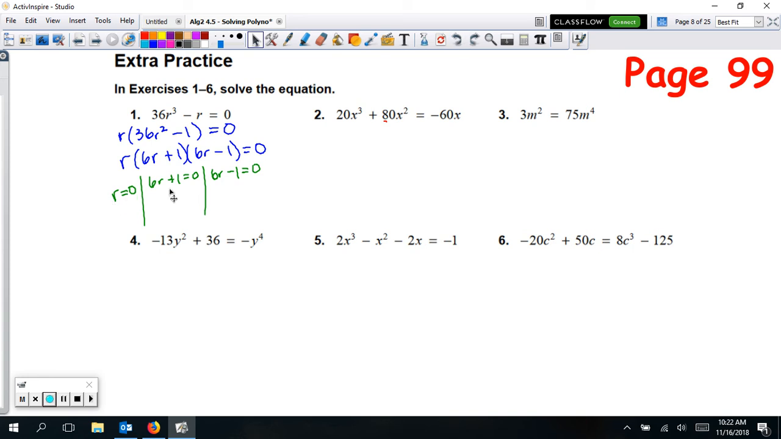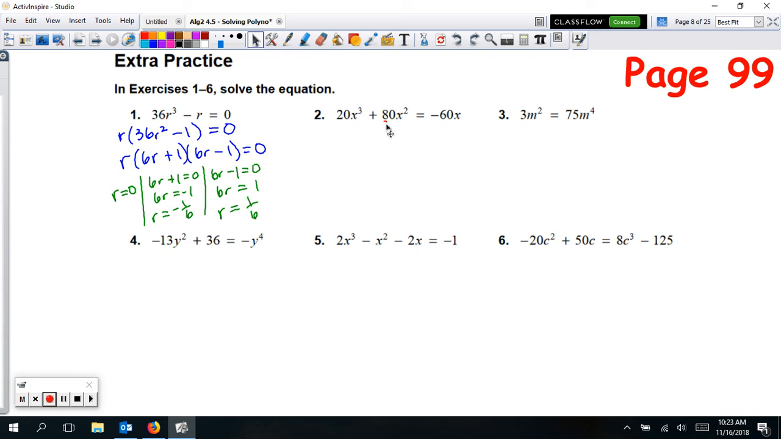R does equal 0. But now this one, I'm going to need to solve for R. So when I solve that one for R, first subtract 1 from both sides, and then divide by 6. And so another answer for R is negative 1/6. And this one, we're going to add 1 first, and then divide by 6. So divide by 6 next, and we get positive 1/6. So there are our 3 answers for R: 0, negative 1/6, positive 1/6.